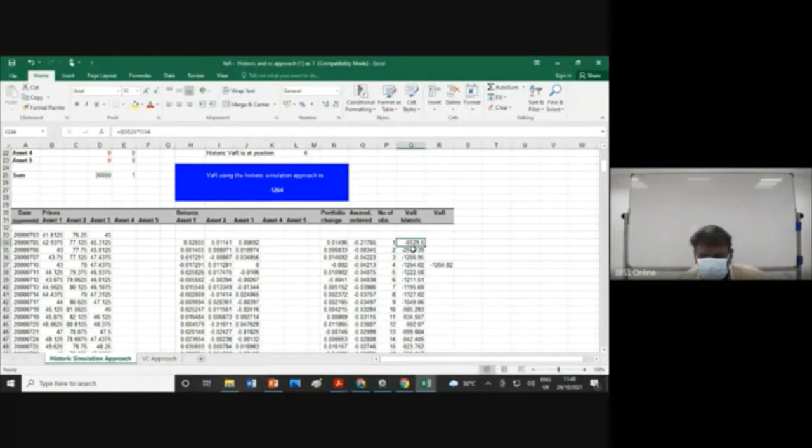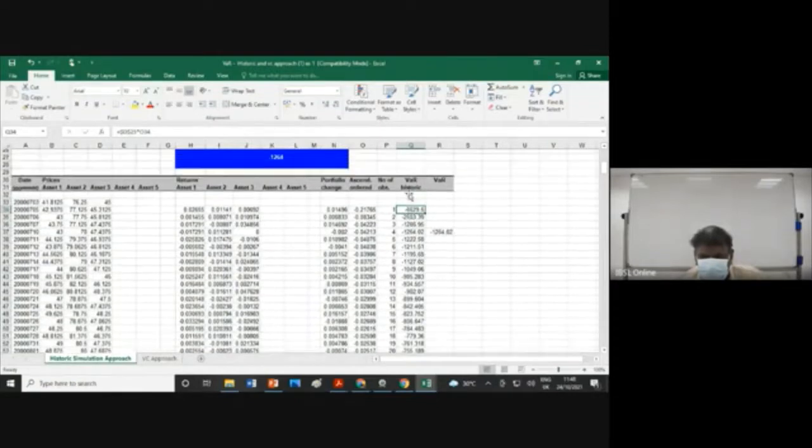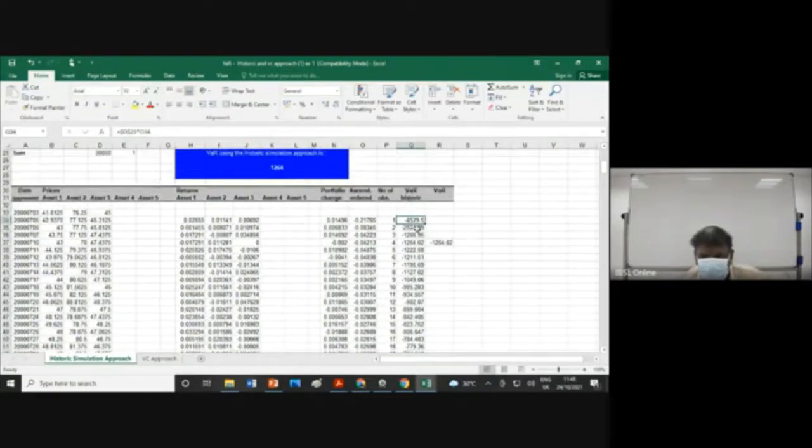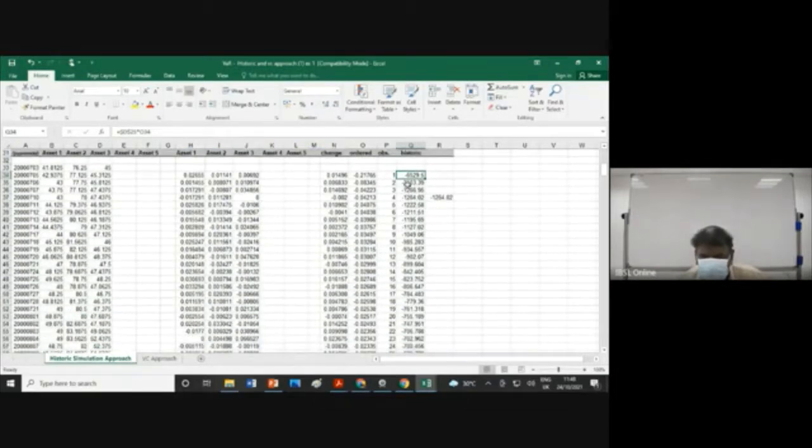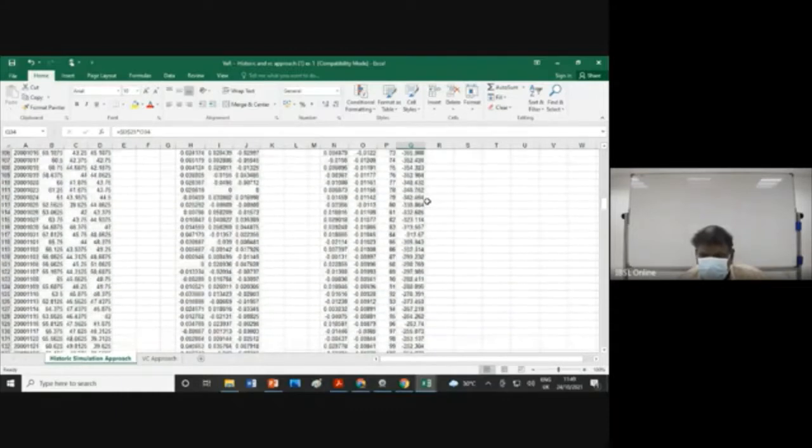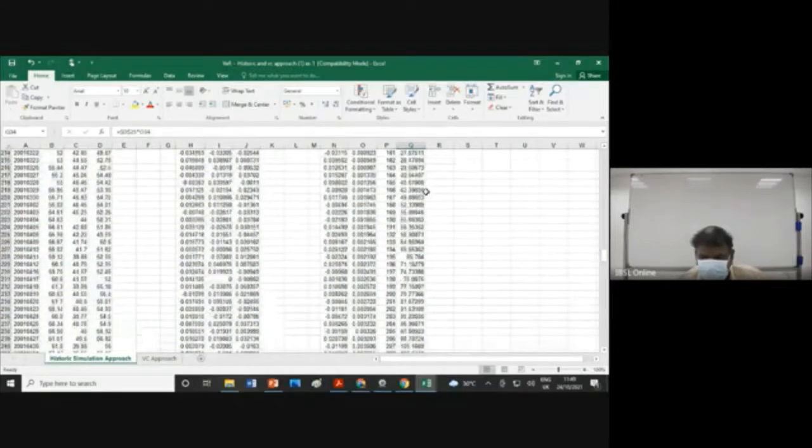The worst that has happened is 6,529. So if you invest 30,000, based on the last 373 days of returns, the worst loss you would have is 6,529. Then it has gradually moved up. So the second worst loss is 2,503. The third worst loss is this.